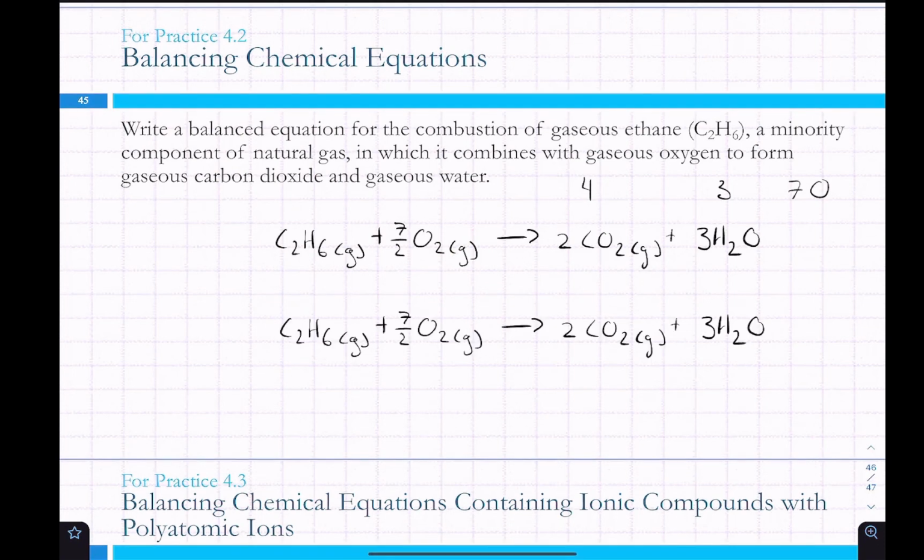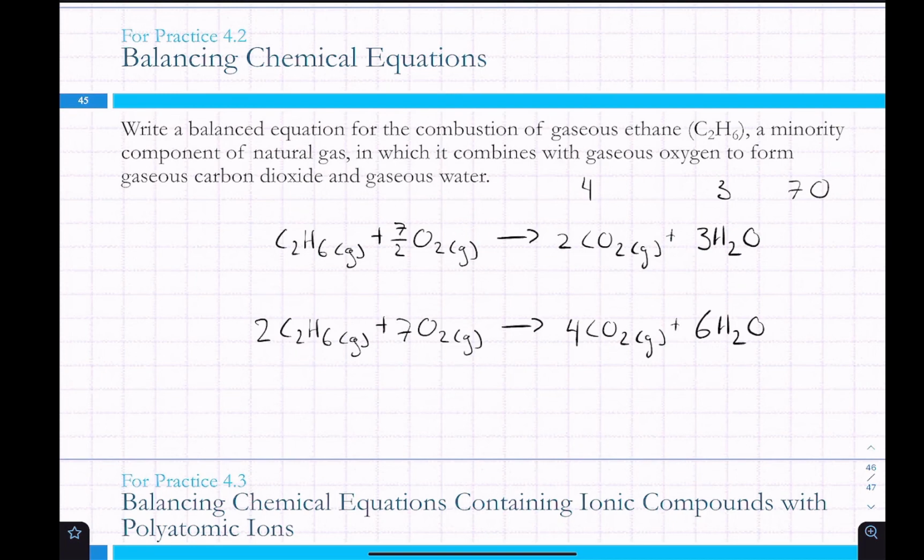So I'm going to do it this way. Oh, well, I should do it like this. That's going to be 2. That'll be 7. This will be 4. This will be 6. So especially on combustion problems, you're very likely to see that kind of thing, where you need an odd number of oxygens.